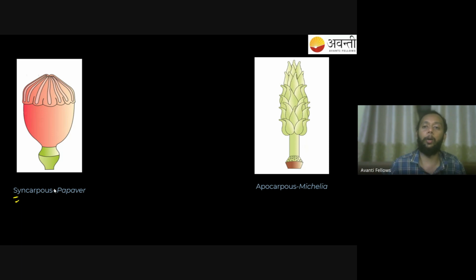They are not attached, they are going to be free from each other. So they are not attached over there. So that is my apocarpus condition. That is something you can get to see in the plant. These are the same examples you will also find in the NCERT as well.